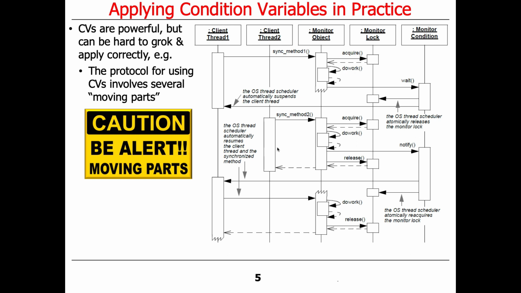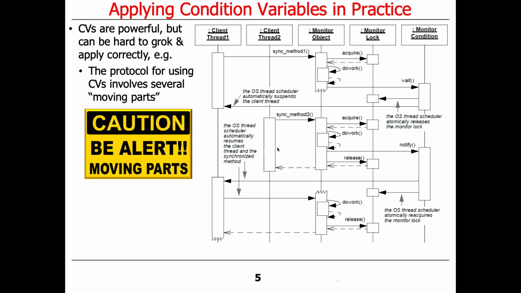So let's talk this through. What you've got here is two threads, client thread 1 and client thread 2. We have something called a monitor object, which is the common higher level pattern that condition variables are usually applied to implement. And then we have a monitor lock and a monitor condition. In practice, you'll often see more than one monitor condition, but let's just keep one for now.